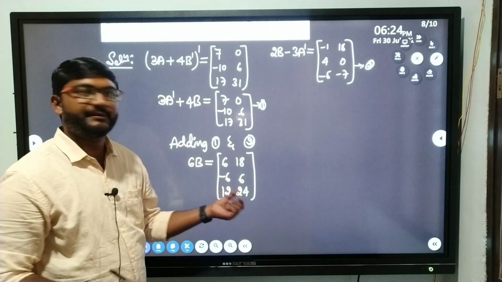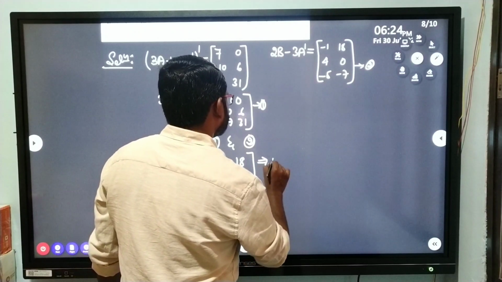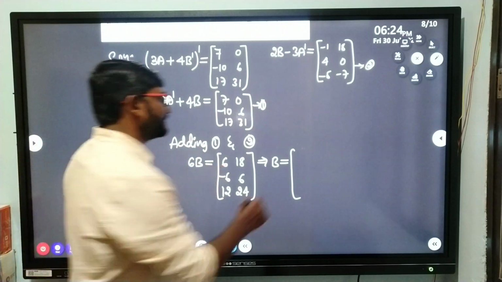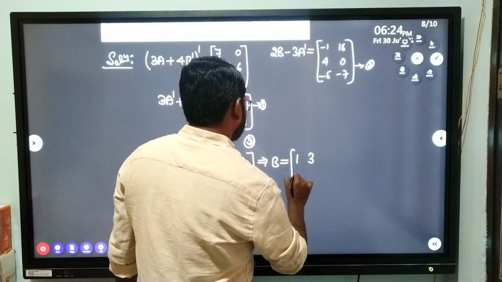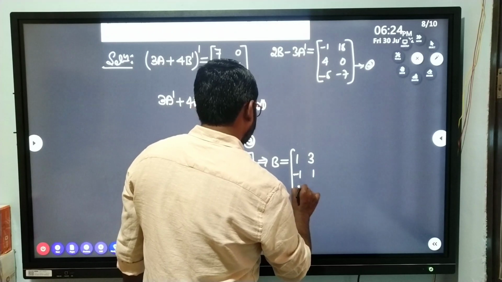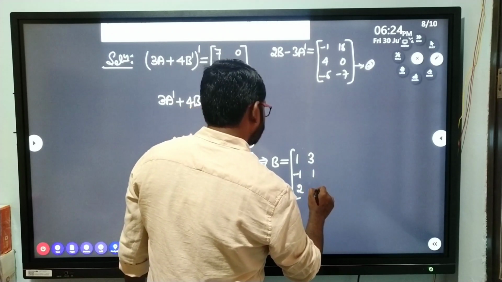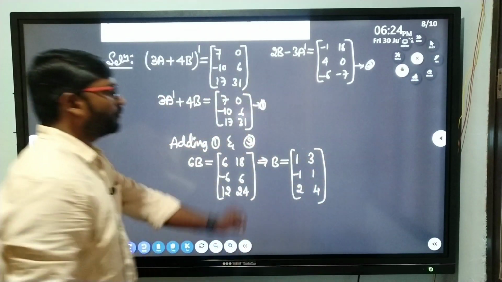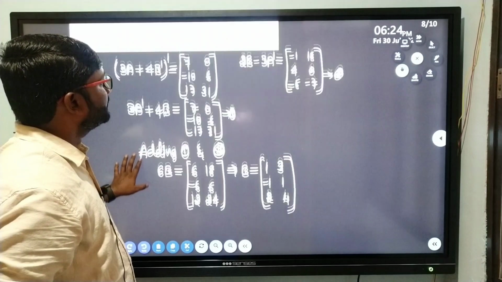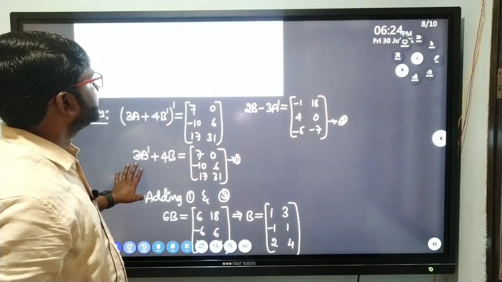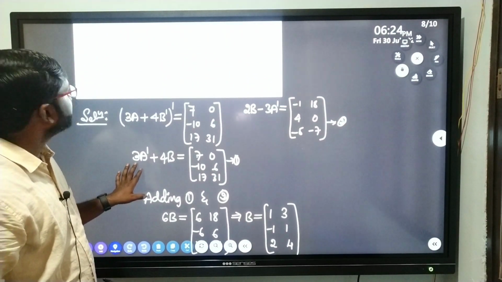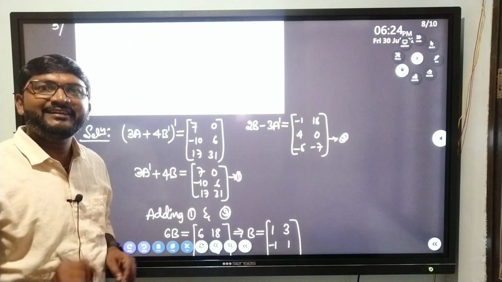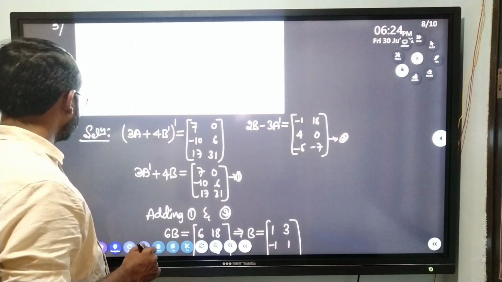So this is 6B, but we want only B. If we take 6 to the right-hand side, it goes to the denominator. 6 by 6 is 1, 18 by 6 is 3, -6 by 6 is -1, 6 by 6 is 1, 12 by 6 is 2, 24 by 6 is 4. So overall the matrix B is 1, 3, -1, 1, 2, 4. That means option A is the correct answer. I'll go for the next question now.